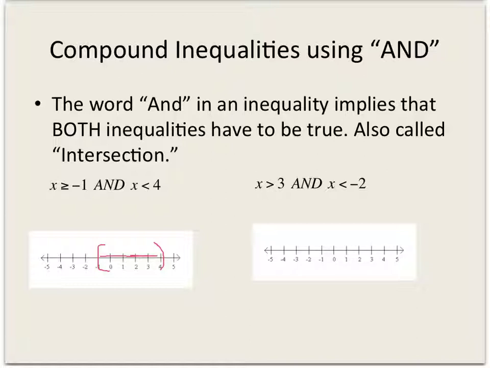In the second one, x is greater than 3. So look here, we're talking about all the numbers bigger than 3. And x is less than -2. So what happens there? Remember, the word and means that both inequalities have to be true. Where's the place where both of them are true? There isn't. X can't be a number bigger than 3 and also a number smaller than -2, so this problem is actually no solution.